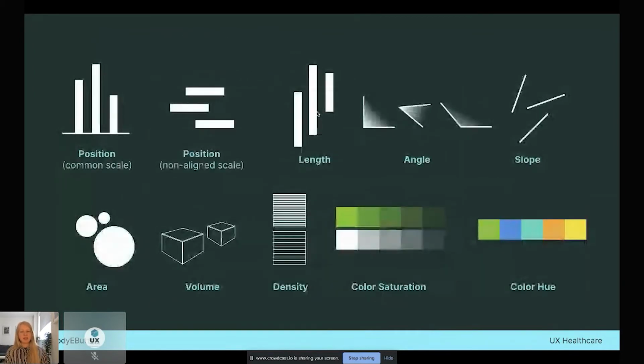Now, these are the different types of visual encoding methods. So a layer down from visualizations. These are the different elements that we can connect data to help portray it visually.